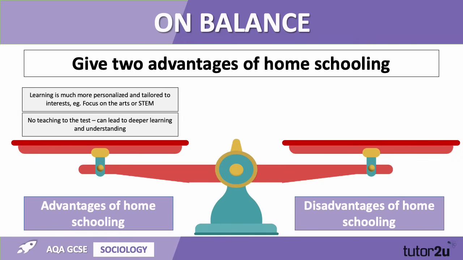Well, many people argue that the learning is much more personalised and tailored to the interests of the child. So, for example, there might be a focus on the arts, there might be a focus on music, there might be a focus on STEM subjects, so science, technology, English and maths. This is likely to mean that the child is increasingly engaged, they're likely to do better because they're enjoying their learning.